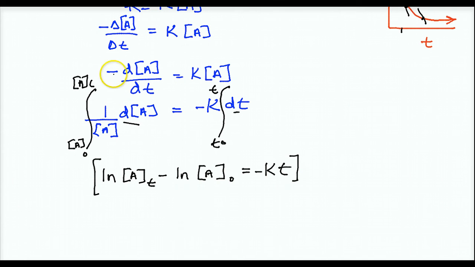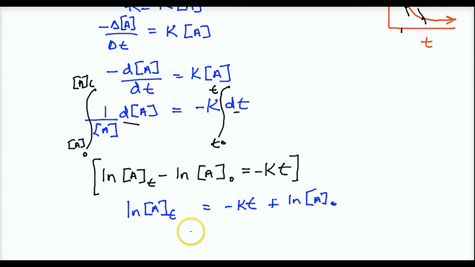Now, as I did before, let's rearrange this. I got ln of a, the concentration of a at some time period, equals negative kt plus the natural log of a initial. So this is my y = mx + b. We took a curve that wasn't straight and we straightened it out. So let's go find what that curve looks like.